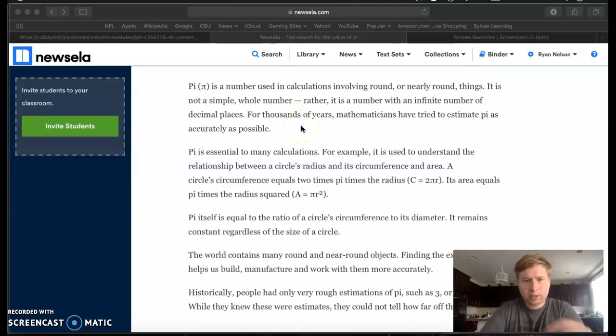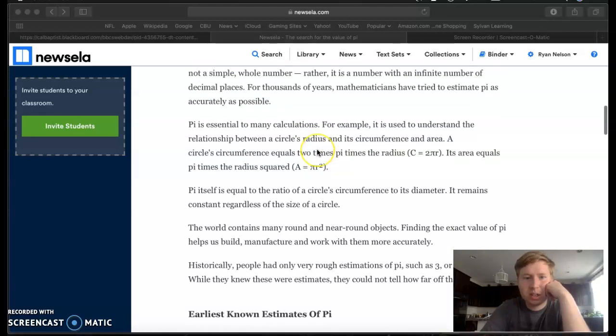So let's continue reading. It says, for thousands of years, mathematicians have tried to estimate pi as accurately as possible. Ooh, wow. That's crazy. So let's think about this. They've been doing it as accurately as possible, but they've been doing it for thousands of years? That's crazy.